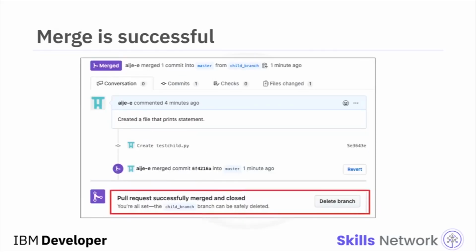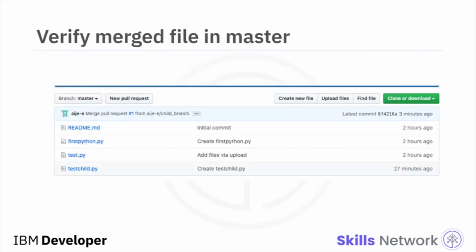You will get a confirmation that the pull request has been successfully merged, and you can also delete the branch if you no longer need to edit or add new information. Now, the child branch has completely merged with the master branch, and you can check the master branch and verify it contains the testchild.py file.